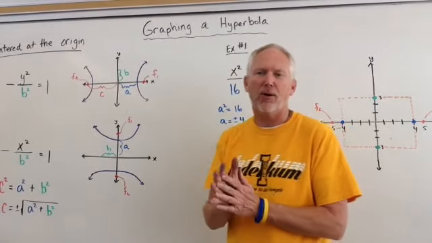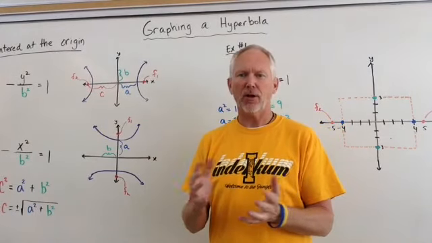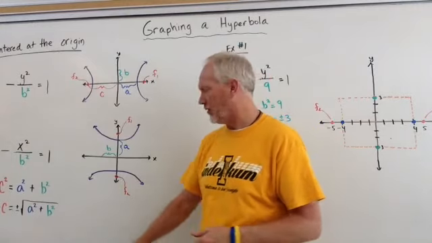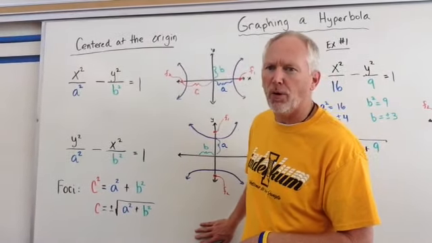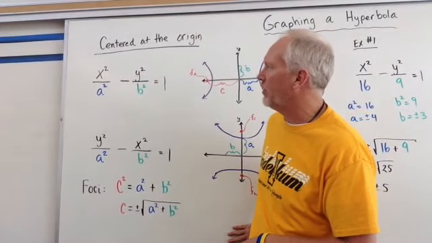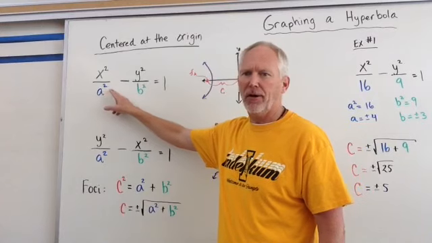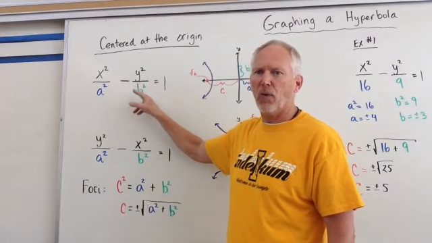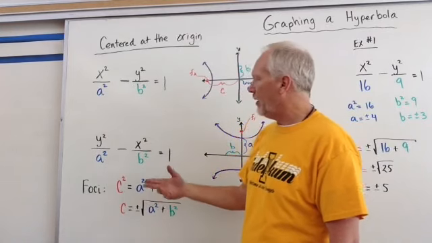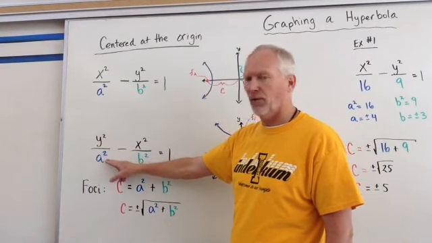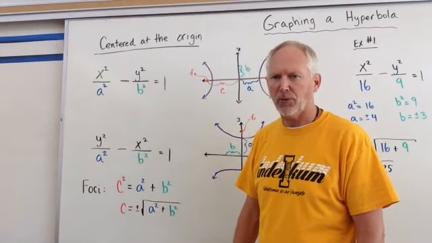Today we're talking about graphing a hyperbola from the center or the origin. Alright, so let's take a look at some basics here. We've got basically two different forms that we want to consider. We have x squared over a squared minus y squared over b squared equals 1. And we also have y squared over a squared minus x squared over b squared equals 1.